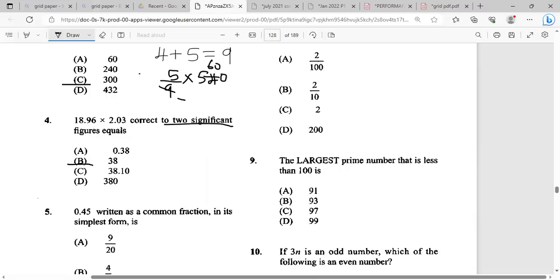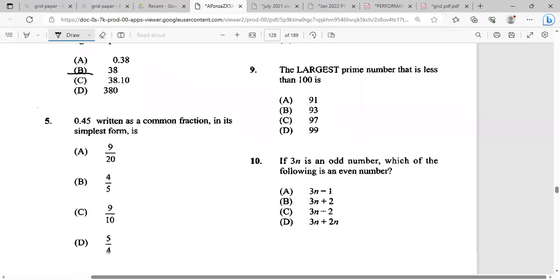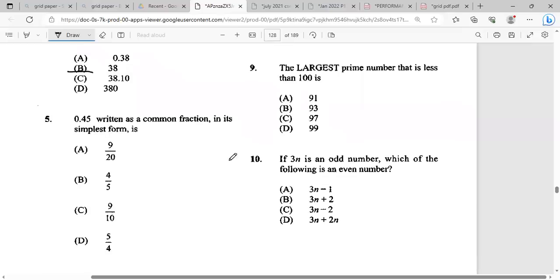Number 5 says 0.45 written as a common fraction in its simplest form is. So 0.45 is the same thing as 45/100. I reduce the fraction by dividing by 5. So 5 into 45 goes 9 times. 5 into 100 goes 20 times. That cannot be reduced anymore. So it's actually 9/20.